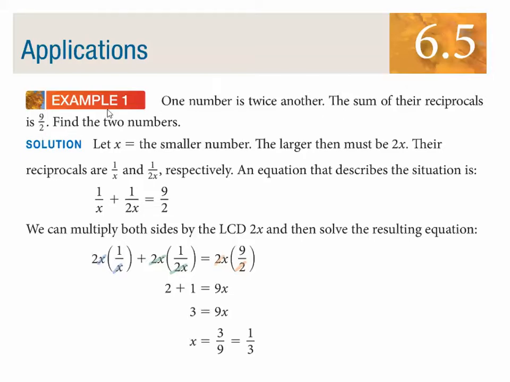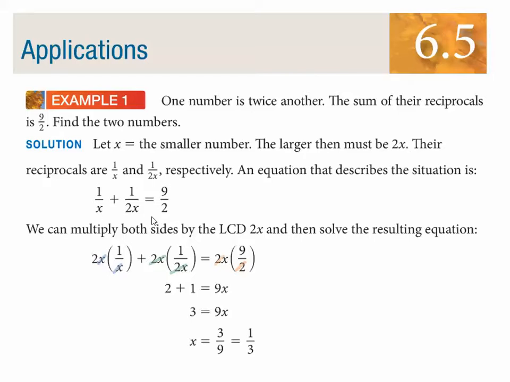So again, what we do is we make x equal something. What are we trying to find? x would be the smaller number. You can say the first number, whatever you like. My preference would probably be the first number, or one number, another number. It says one number is twice another. That means 2x has to be the second number, or the larger number in this case, however you want to label it. Labeling is not that important. But it says the sum of their reciprocals. So we take the reciprocal of x, which is 1 over x, the reciprocal of 2x, which is 1 over 2x, and we add them up to give you 9/2.